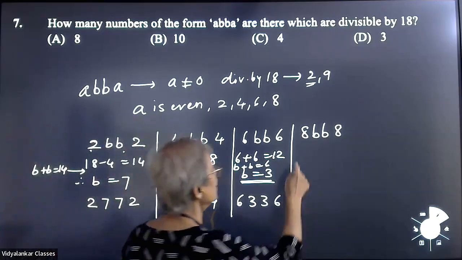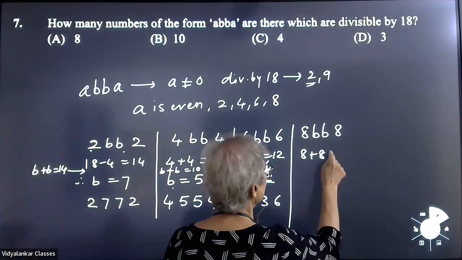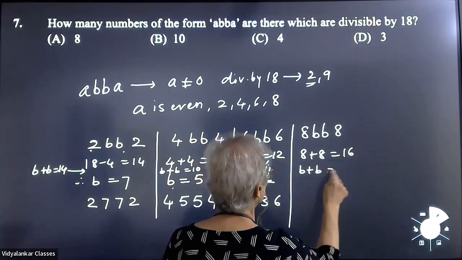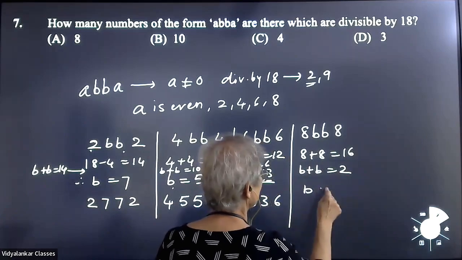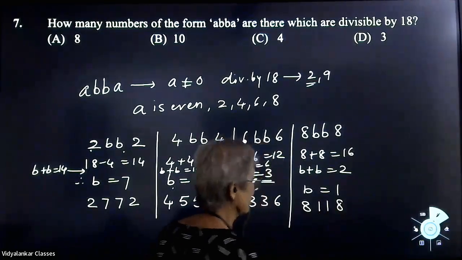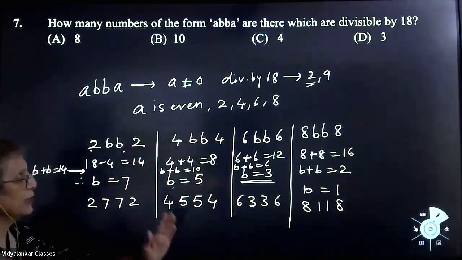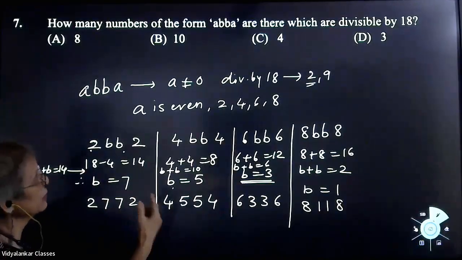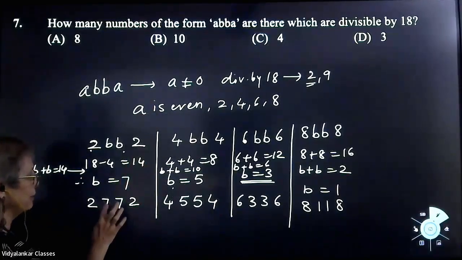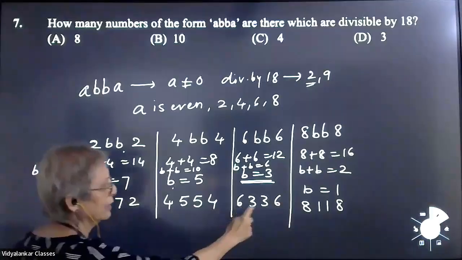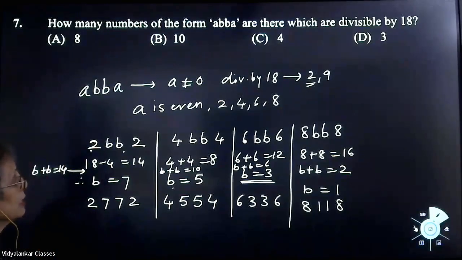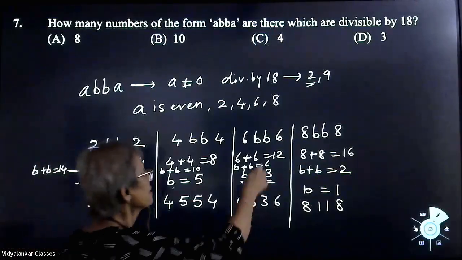Okay. Similarly here 8 plus 8 is 16, and therefore B plus B is equal to 2, and therefore B is equal to 1, and the answer is 8118. So these are the four numbers which are divisible by 18, and they are in the form ABBA. Okay. So the answer is four numbers, that is C.